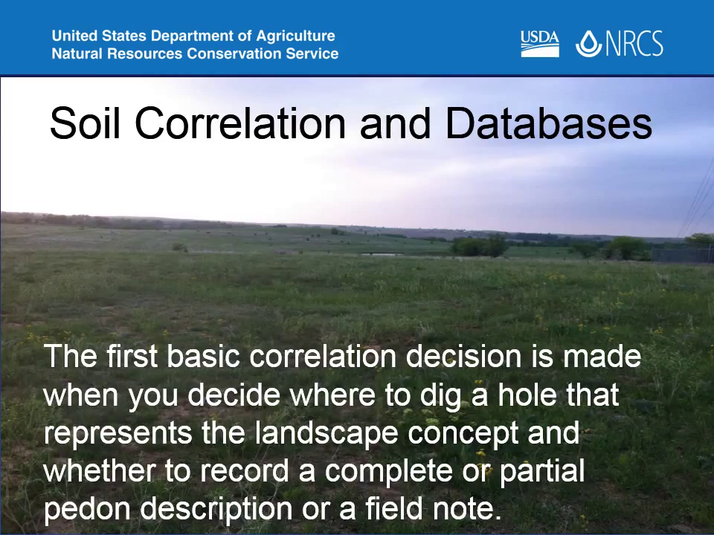So when you look at correlation and you look at databases, the first correlation decision that you have to make is where are you going to dig these holes? Because you want to dig these holes that represent the landscape concept that you've built. And you want to determine at that time whether you're going to create a complete pedon description or just a partial pedon description. So these are the correlation decisions that you're making while you're in the field collecting data.